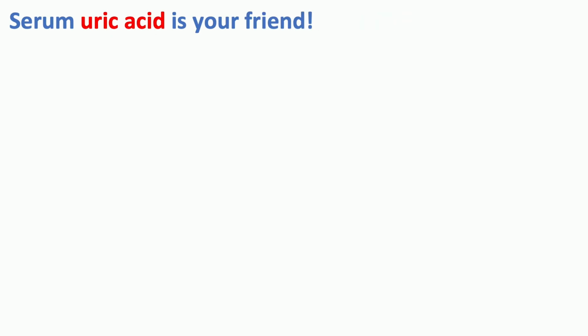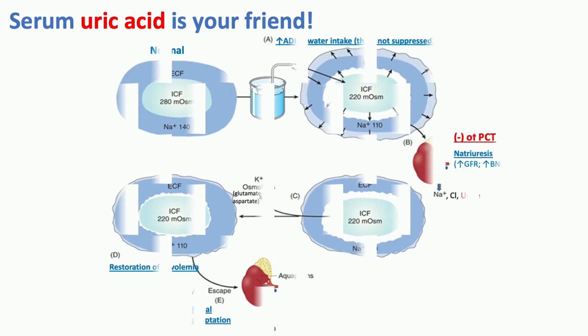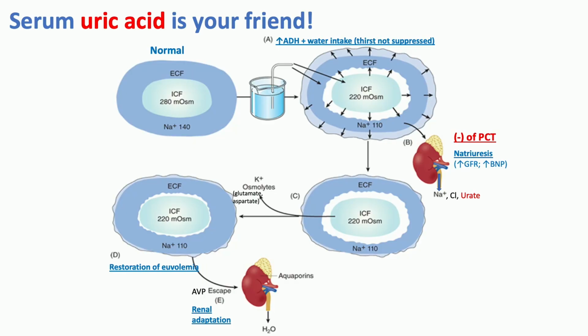Now, the second tip is to check the serum uric acid. Serum uric acid is your friend. If you remember from what we discussed before in the hyponatremia series, in SIADH, the patient has access to water and the thirst mechanism is suppressed. This will lead to hypervolemia, increasing the volume intracellularly and extracellularly. Somehow that will inhibit the proximal convoluted tubule, and that will lead to loss of electrolytes, sodium chloride, and uric acid as well, or urate. This is a compensatory mechanism to try to bring the volume down.